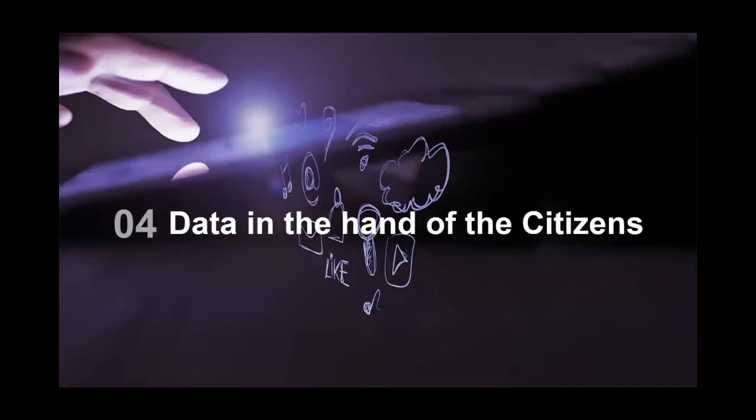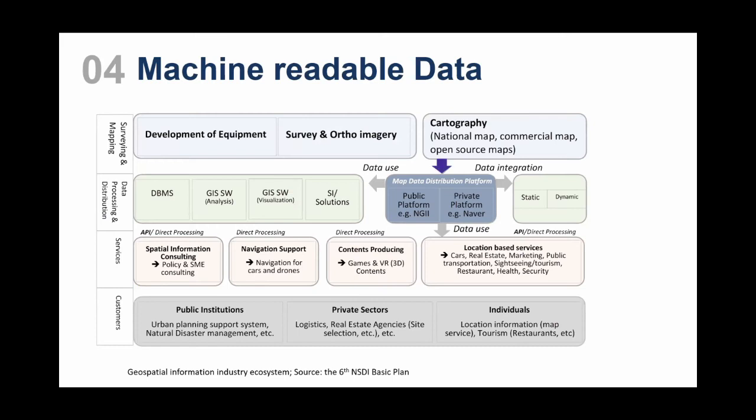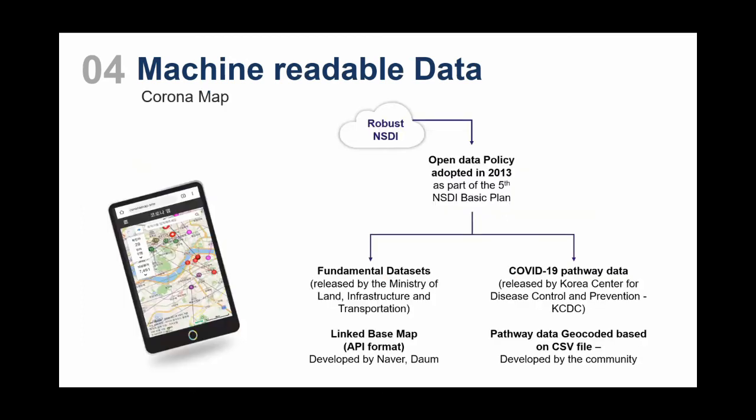So now I'd like to go back to how the community used the released open data. We have these different private platforms and public platforms, and people can get access to linked data from those different platforms and databases. And how the robust NSDI contributed to developing different apps, I'd like to give you just a brief example of Corona Map and Mask Stock app.